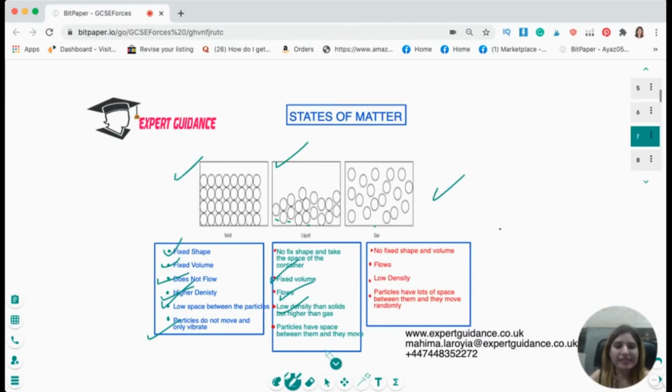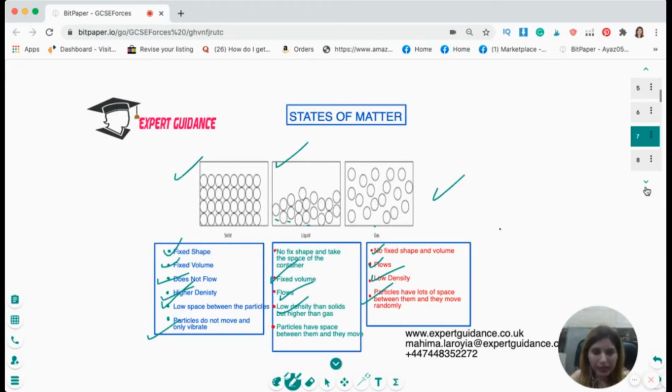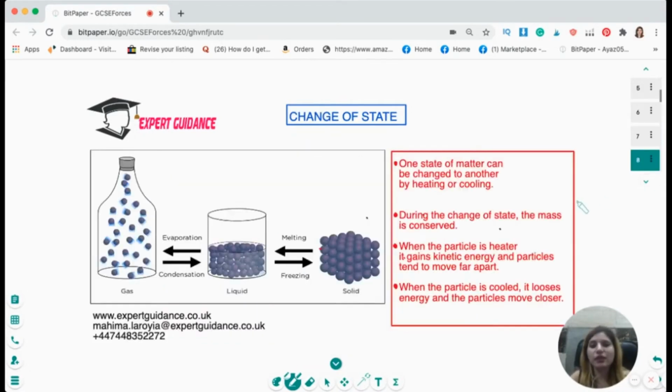Whereas gases have no fixed shape and no fixed volume. They can flow easily. They have low densities, and the particles have lots of space between them and they move randomly. Okay, so I hope these differences between the states of matter are clear to you.